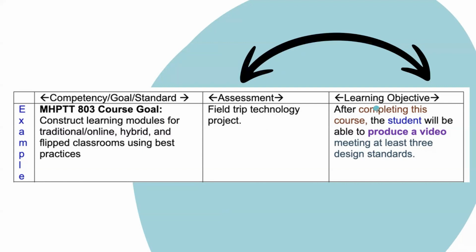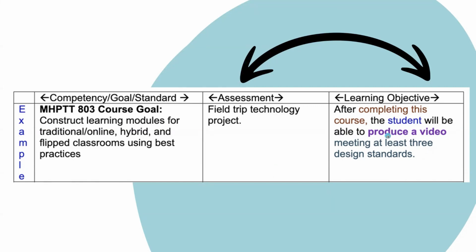And so the learning objective over here is after completing this course, the student will be able to produce a video meeting at least 3 design standards. So you can see that this is a kind of vague objective because not only do I have in this one course, I have a field trip video, I have a lecture video, I have a demonstration video. I didn't want to write objectives for all 3 types of videos. So by keeping it as simple as to produce a video, I can use this for multiple assignments if I would like. But back to this one.